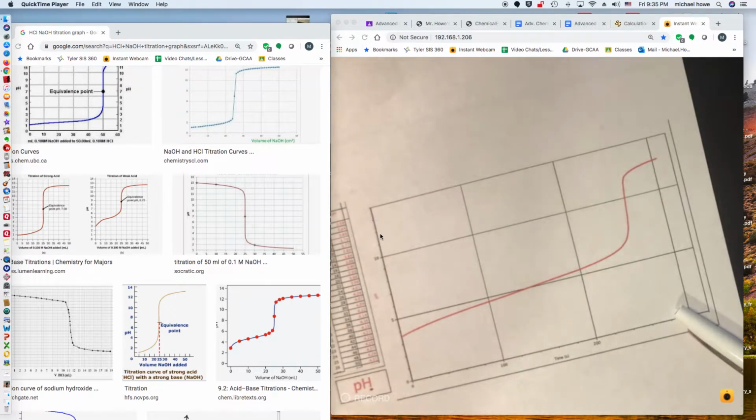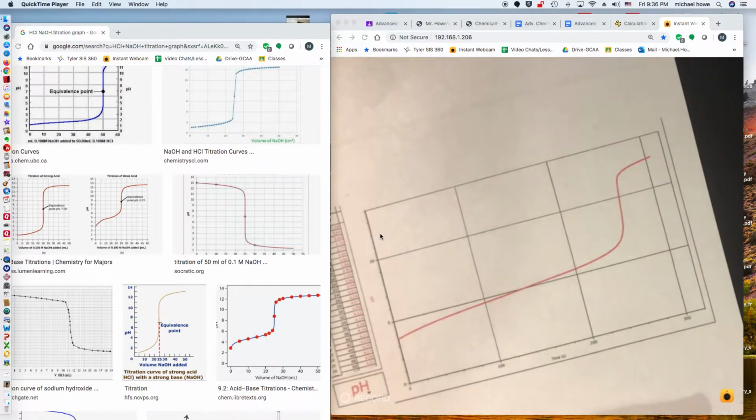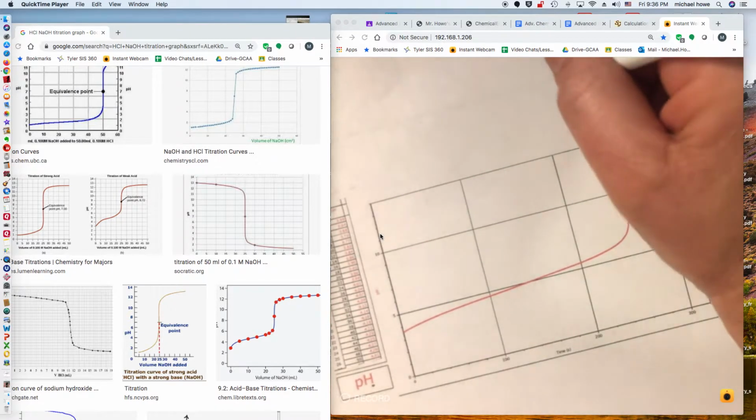This is the third part of class on May 15th, 2020. And this had to do with what's involved, what's actually in the flask while titration's going on.